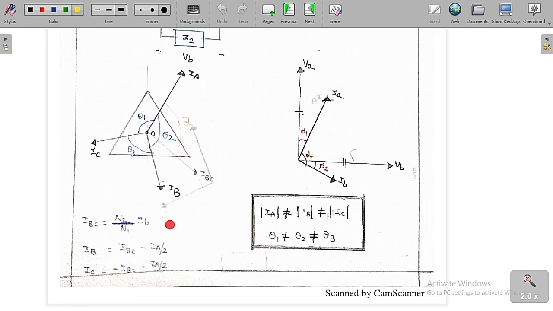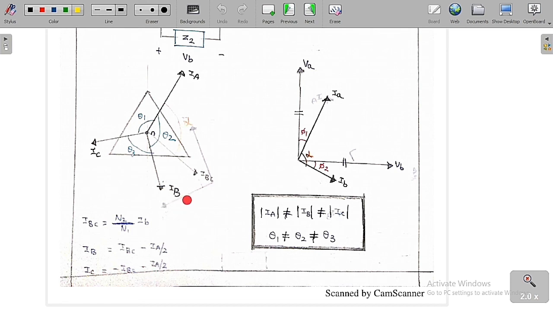So what I am trying to say simply is that IBC, what is the value of IBC? IBC is equal to N2 by N1 into IB. So we can say N1 into IBC is equal to N2 into IB. So IBC is equal to N2 by N1 into IB. Then what is the value of IB? IB is equal to IBC minus IA by 2, and IC is equal to minus of IBC plus IA by 2. So if you take the negative, you are going to get it in this fashion.